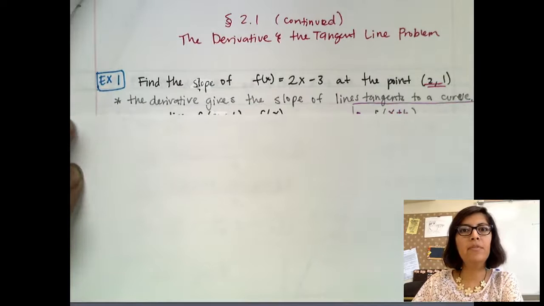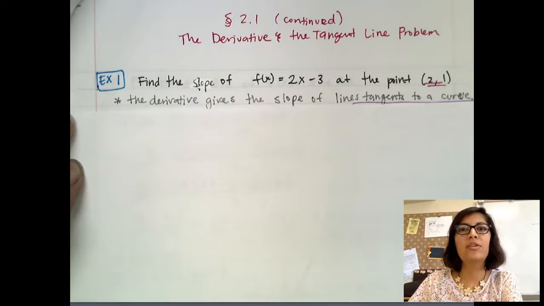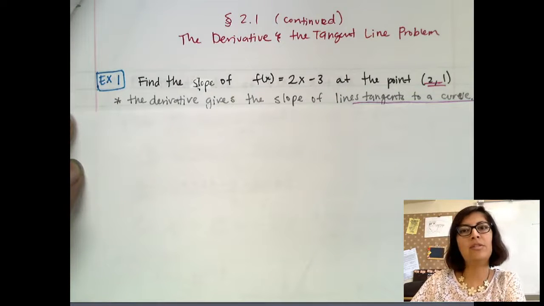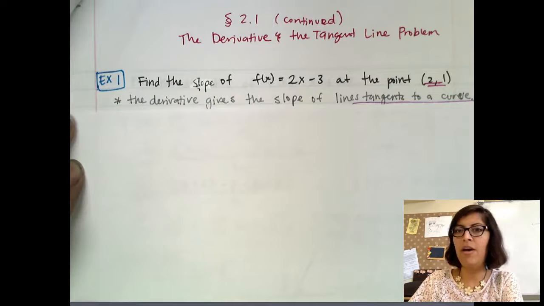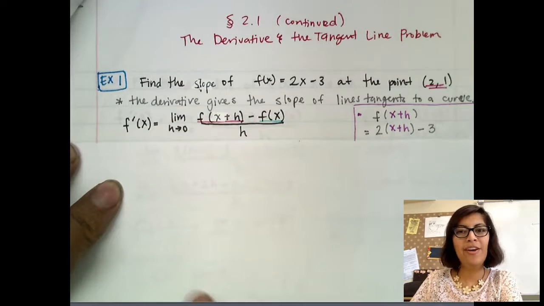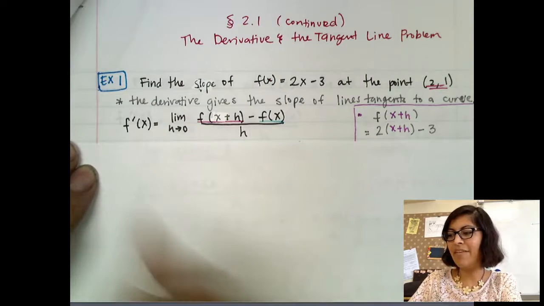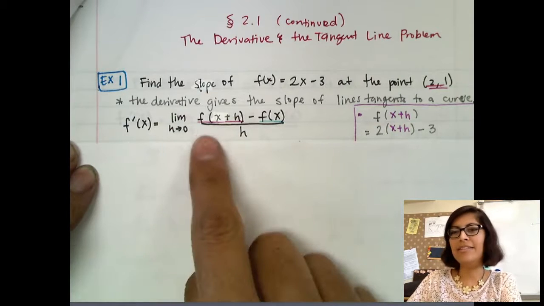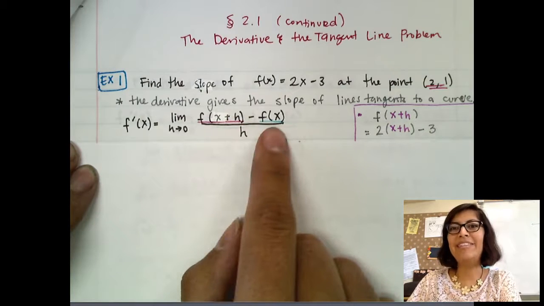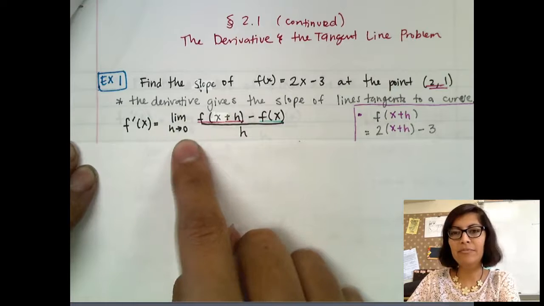Remember, the derivative gives the slope of a line tangent to a curve. So in order to do this, the first thing we're going to do is find the derivative of this function, and then we can plug in our x value of 2 later. First, remember the definition of a derivative: f of x plus h minus f of x, all over h, as h goes to 0.